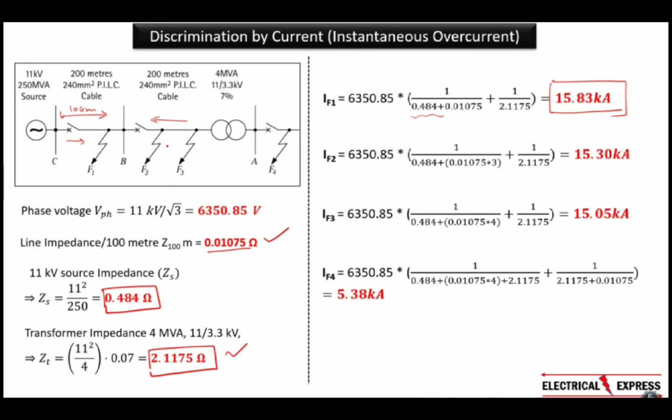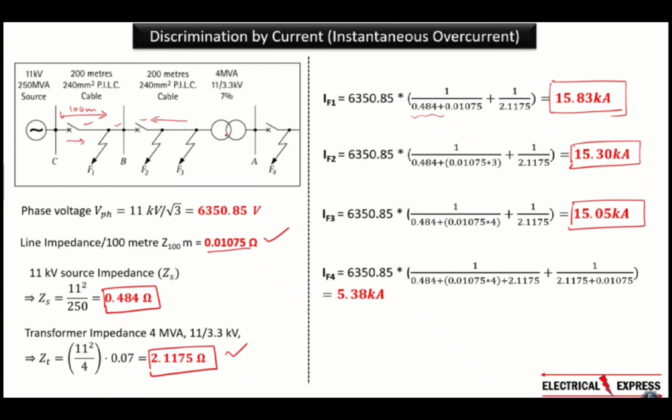Now we will calculate F2. If our fault occurs in F2, that is 100 meter plus 100 meter plus 100 meter, that is 300 meter. From here the cable length of F2 from the source is 300 meter. So now we will calculate our voltage by impedance the same way. Our final impedance will be 1 over 0.484, that is, the impedance of the source, plus 3 asterisk 100 meter, which is 0.01075, plus the impedance of our transformer. So this will come to 15.30 kA. If we calculate F3 the same way, then our current will come to 15.05 kA.